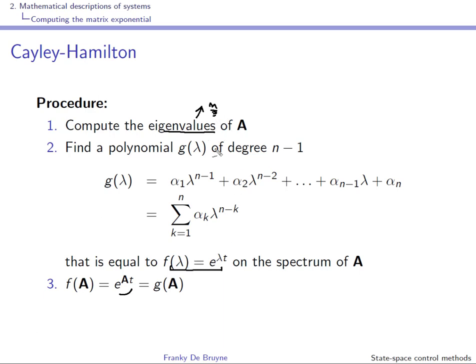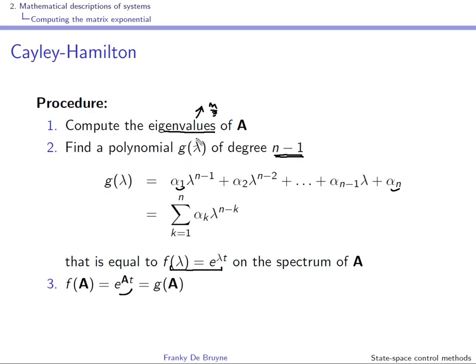So what we'll have to do is take a polynomial g of Lambda of degree n minus 1, so there will be n coefficients. This is what we need because we have n conditions, so we'll be able to compute the n coefficients alpha_i.